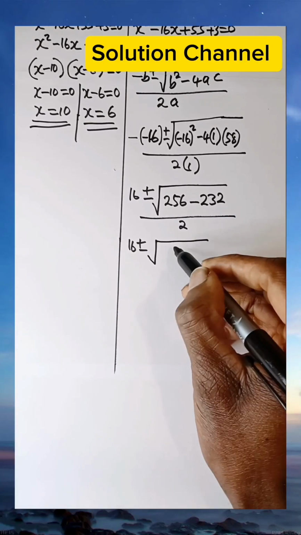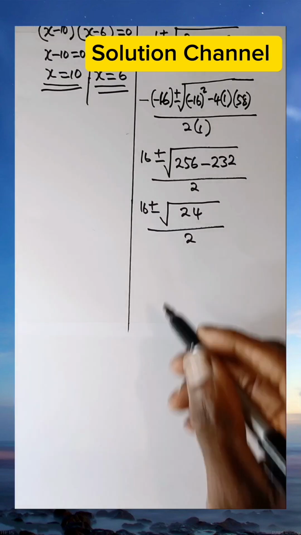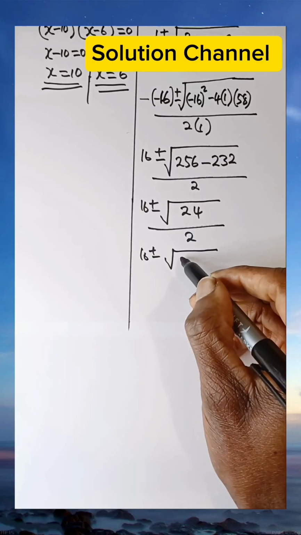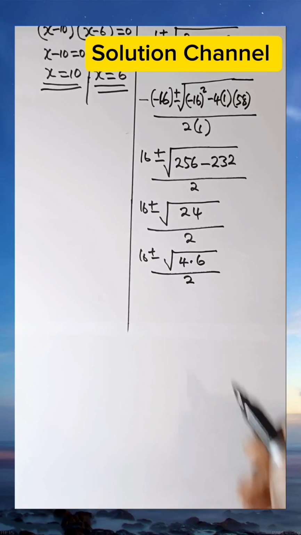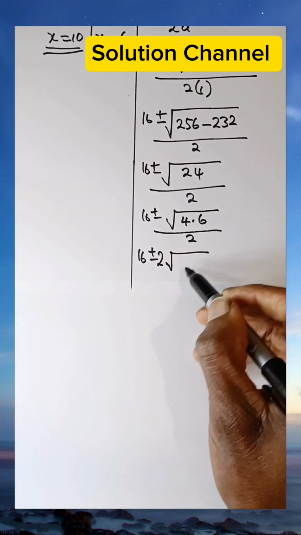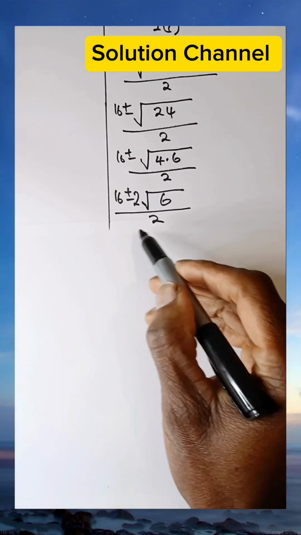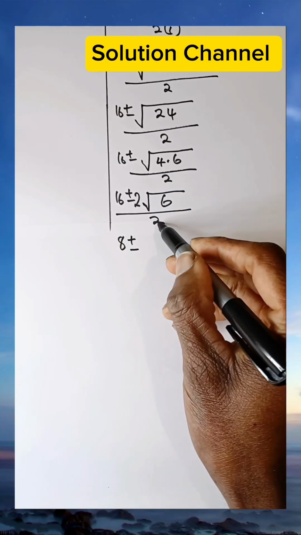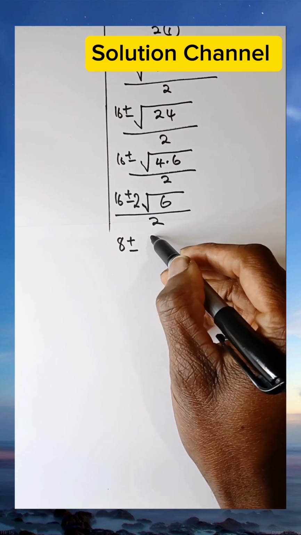256 minus 232 will give us 24. Divided by 2. So we have 16 plus or minus the square root of 24. Let us split this 24 as 4 times 6, divided by 2. The square root of 4 is going to give us 2. So we are going to have 2 here. And we will be left with 6 in the radical, divided by 2. So here, 2 divided into 16, we are going to have 8 plus or minus. And 2 divided by 2 is going to give us 1. 1 times the square root of 6, this is going to give us the square root of 6.